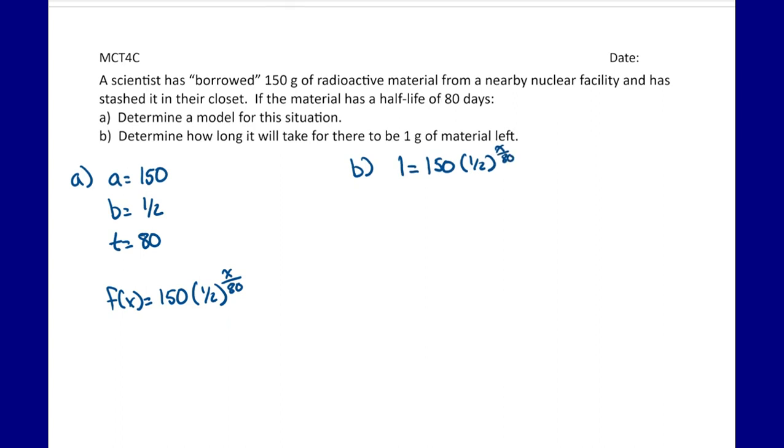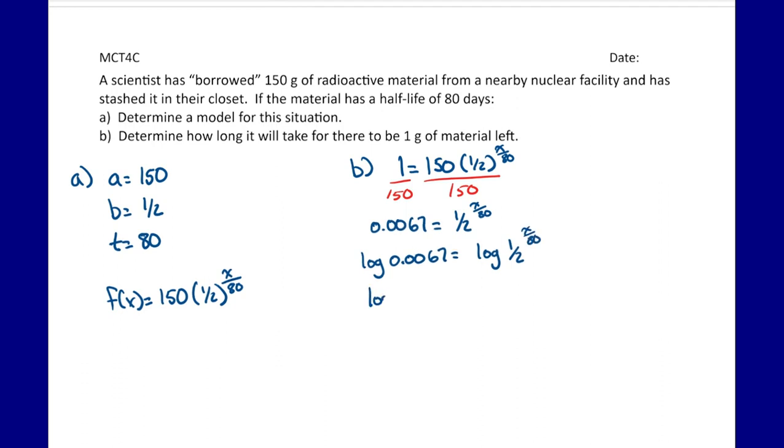Again, I want to get the exponent alone, so I'm going to divide out 150 on both sides. One side will cancel out, but we're left with 0.0067 is equal to 1/2 to the power of x divided by 80. I'm going to take the log of both sides to get rid of that exponent. So the log of 1/2 to the x over 80. The exponent rule of logs will allow me to bring down that exponent, so x over 80 times log 1/2.